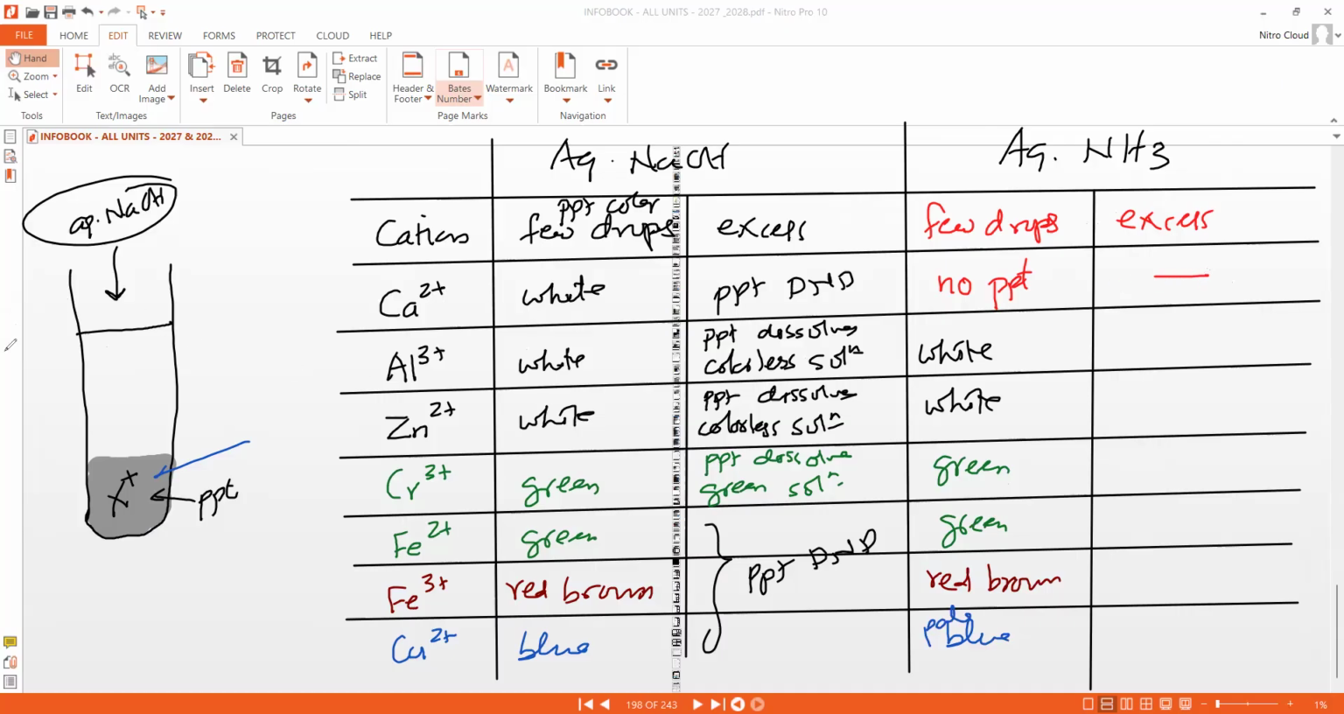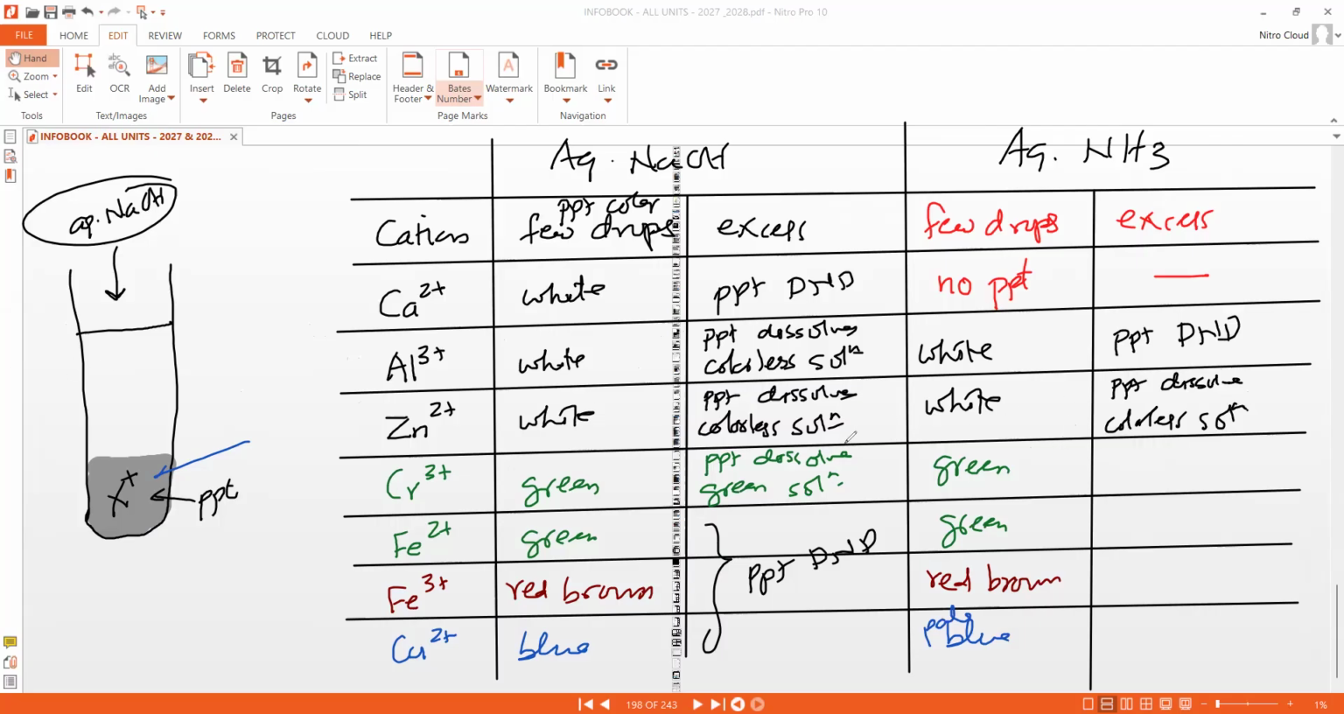In case of aluminium and zinc, this time zinc, sorry, aluminium precipitate will dissolve. Sorry, will not dissolve. So aluminium precipitate will not dissolve. So aluminium changed its behavior in aqueous ammonia. But zinc will continue to show the same behavior. Precipitate dissolves and forms a colorless solution.